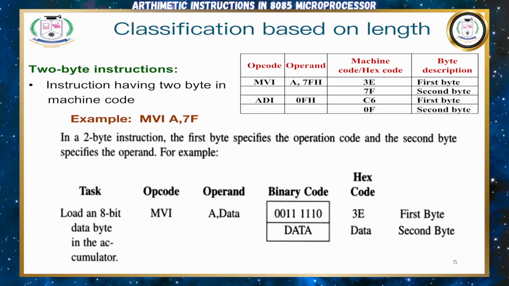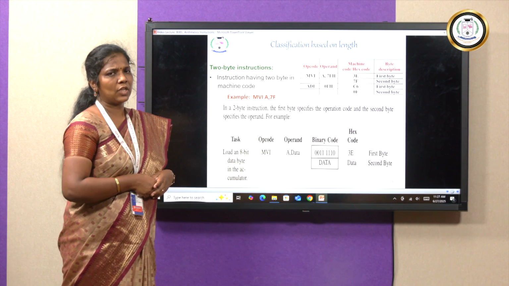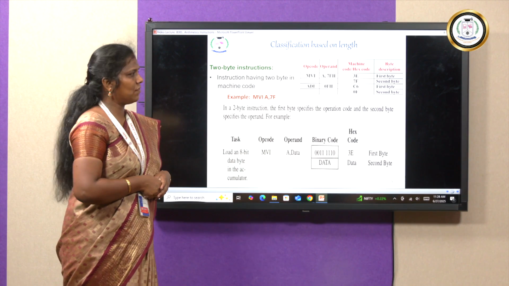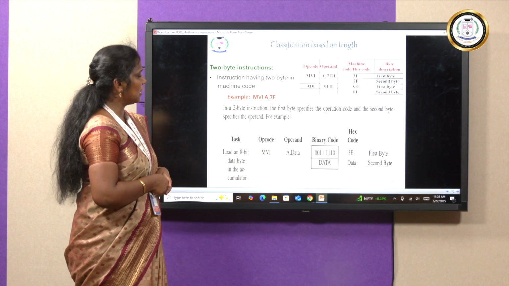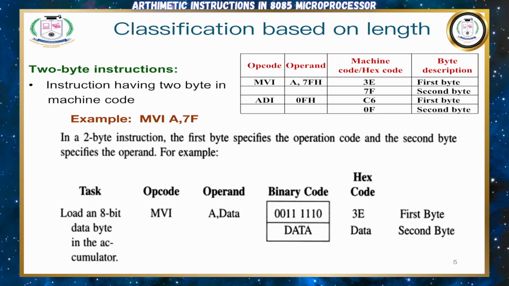Moving on to 2 byte instruction, here it takes two mnemonic codes or two hex codes. For example, MVI A,7F. MVI is the opcode, and A,7F is the operand. MVI means move immediately the content 7F to the accumulator. In detail, MVI A has a hex code of 3E and the data 7F is specified here as data.